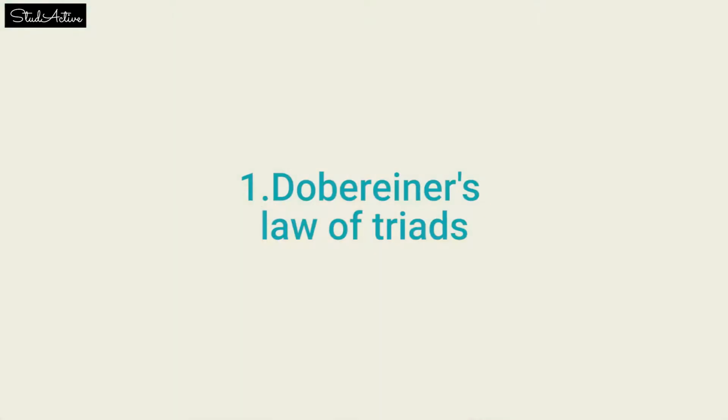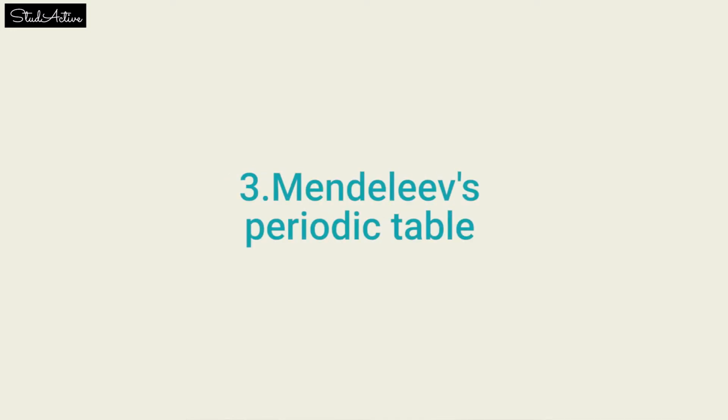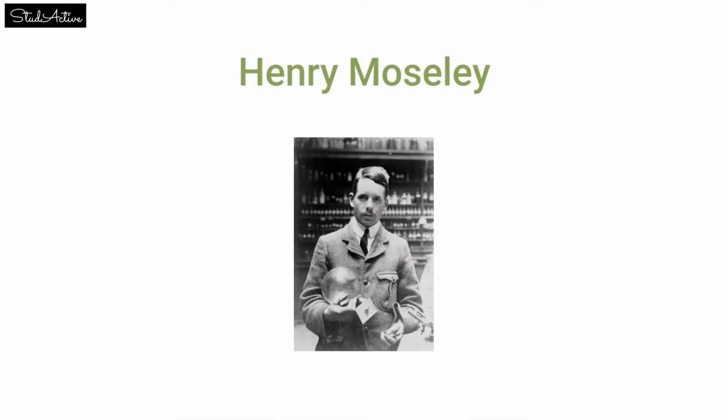In the last video, we have studied about Dobereiner's law of triads, Newlands' law of octaves, and Mendeleev's periodic table. Today we will go a step further. Today we are going to learn about the periodic table, which is accepted universally today, given by Henry Moseley. Now, Henry Moseley had arranged these atoms in the increasing order of their atomic number and not atomic mass.